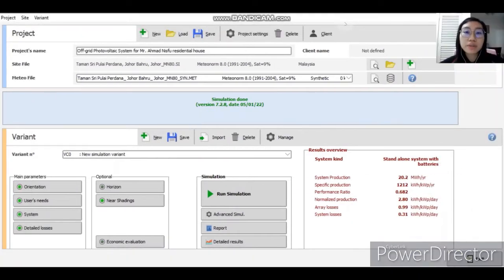Next, I will continue the presentation with the explanation of designing the off-grid photovoltaic system for Mr. Ahmad Nisfu's residential house by using PVC software. In this design, the PVC software, which is PVC 7.2, is used.